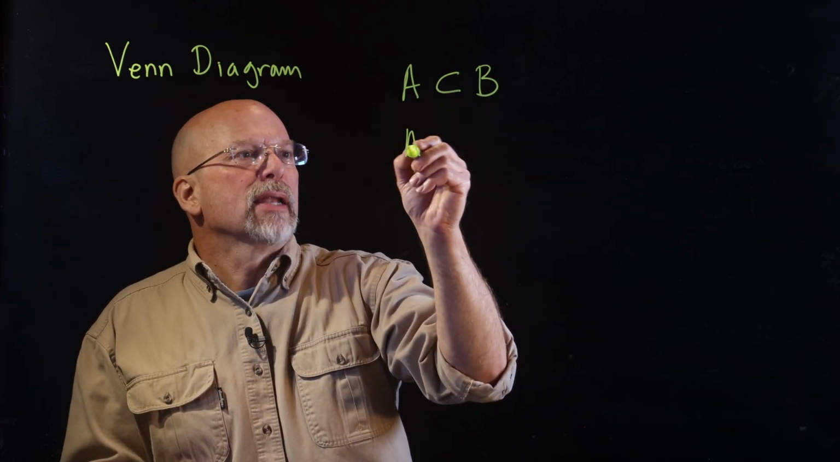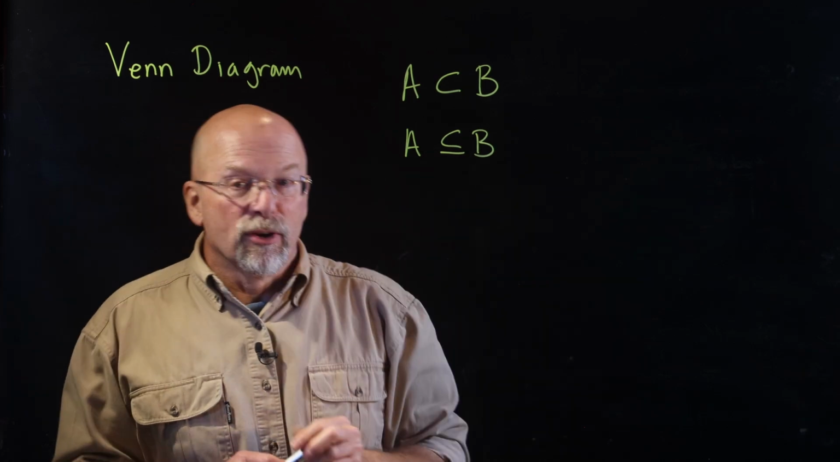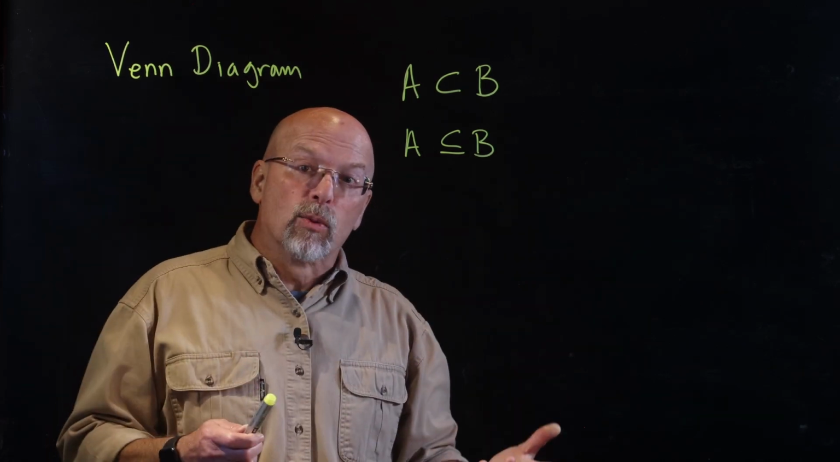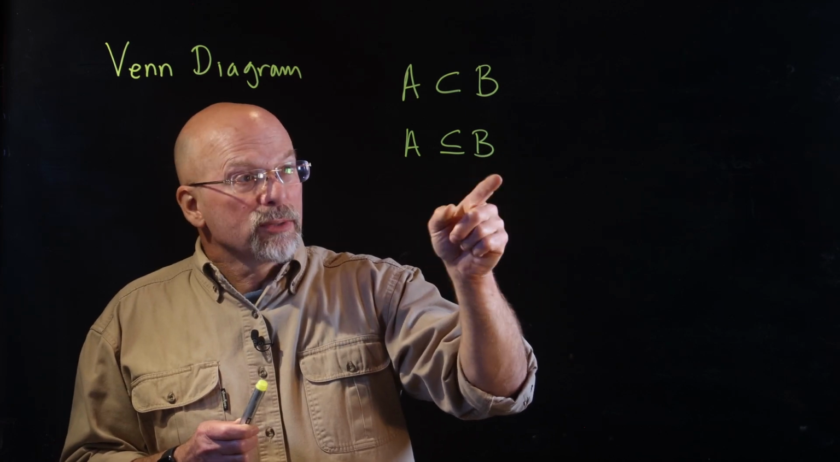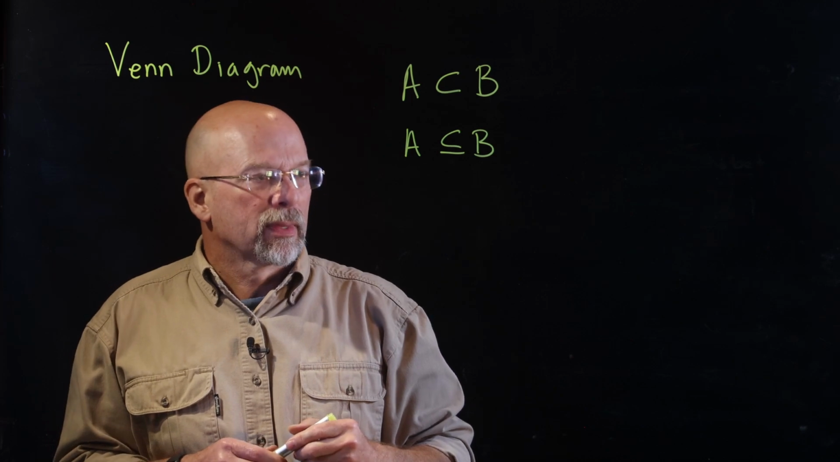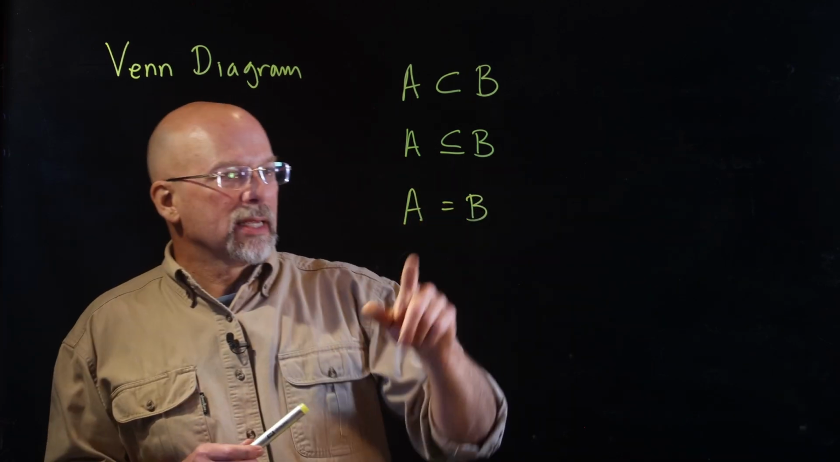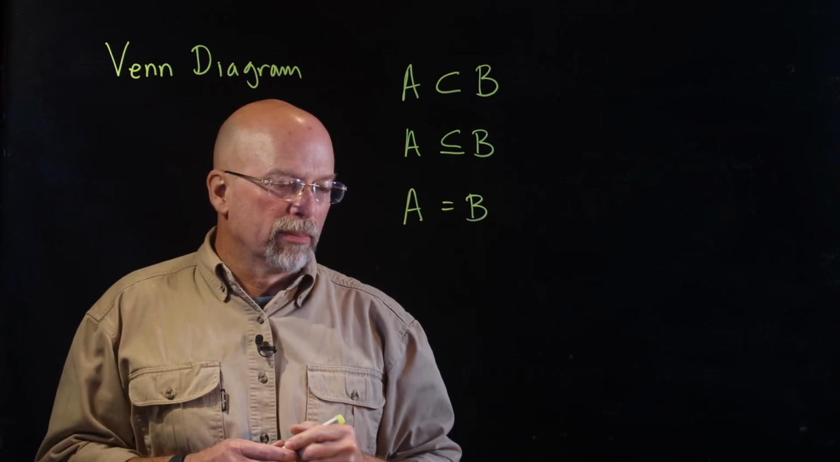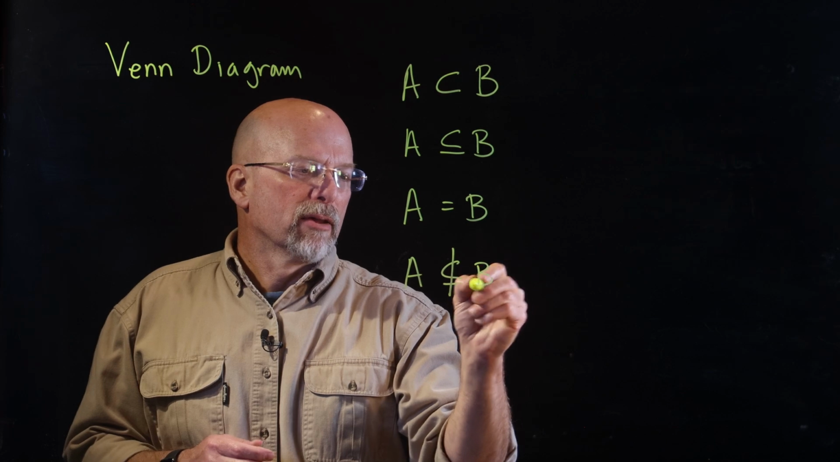And then we talked about A being a subset of B. This underline here means that it is possible that they're equal. So A is a subset of B, but it's possible that every element of A is also an element of B. They're equal. And that led us to A is equal to B, which means that every element that's in A is also in B. And then we also had A is not a subset of B.